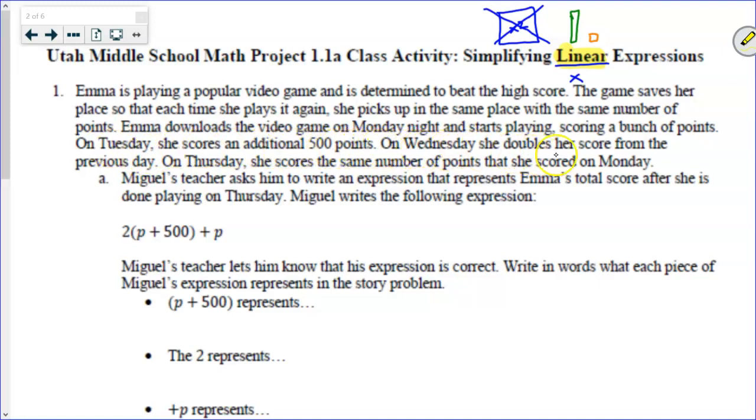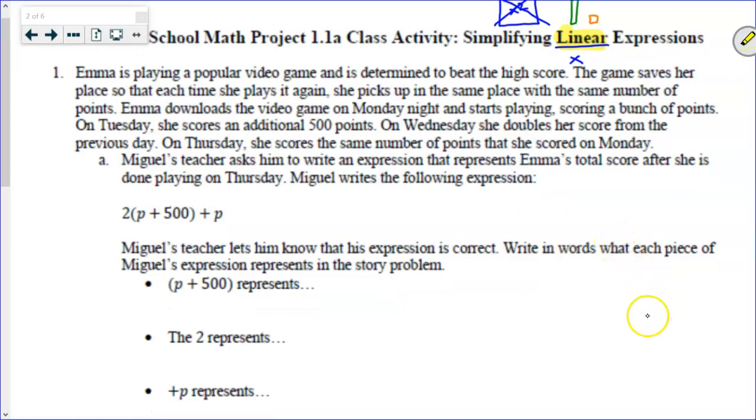And on Wednesday, she doubles her score from the previous day. Remember, every time we're picking up where we left off. So same number of points, but now on Wednesday, she's doubling that score. On Thursday, she scores the same number of points that she scored on Monday, but remember, we don't know what that is. It's just a bunch of points. So Miguel's teacher asks him to write an expression that represents Emma's total score after she is done playing on Thursday. This is the expression that Miguel writes. 2, and then in parentheses, we have p plus 500, and then plus p at the end. Miguel's teacher lets him know that his expression is correct.